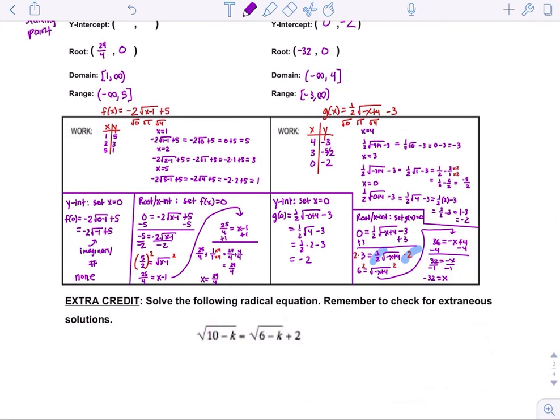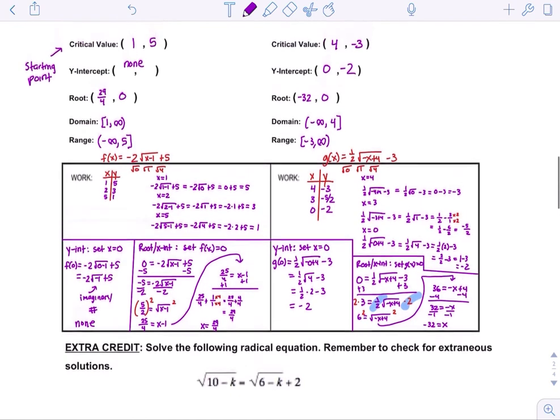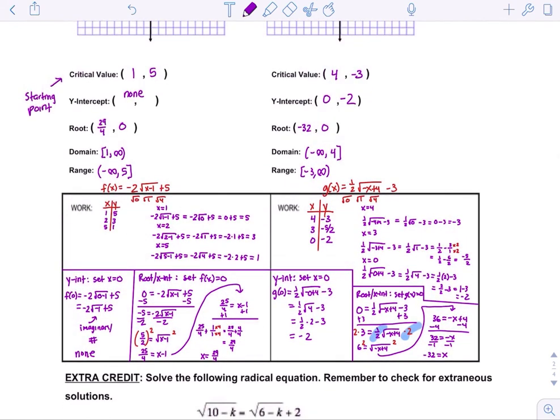And I will leave that extra credit blank, because it's extra credit for a reason. So just try to do your best on that.